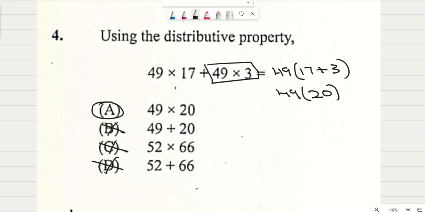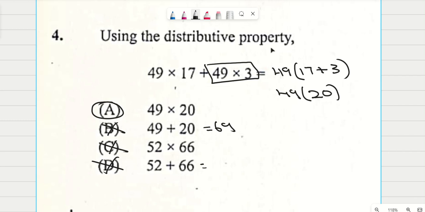Also, you can always just look at addition. B and D are out because 49 plus 20 is 69. There's no way that if you multiply this out, you're going to get 69. Same thing for D. 52 plus 66 is 118. There's no way that these big numbers multiplied would give you 118. So D would have been out. So it was A or C, and distributive property is basically saying to factorize. So we look at what they have in common, we see 49, and that is how you would get your answer.